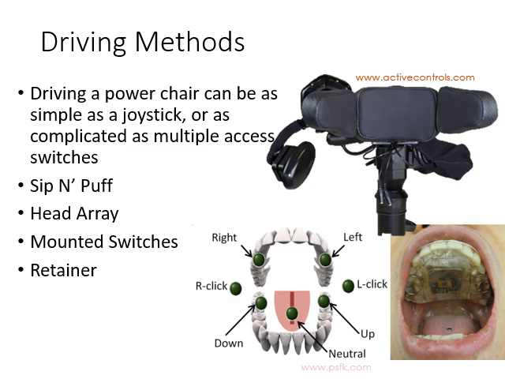There could be switches inside their mouth. There's a picture over here of switches on a person's upper palate, and there's a diagram showing the location of different switches to enable driving a power chair. And there's more than this, but these are some examples of driving methods.